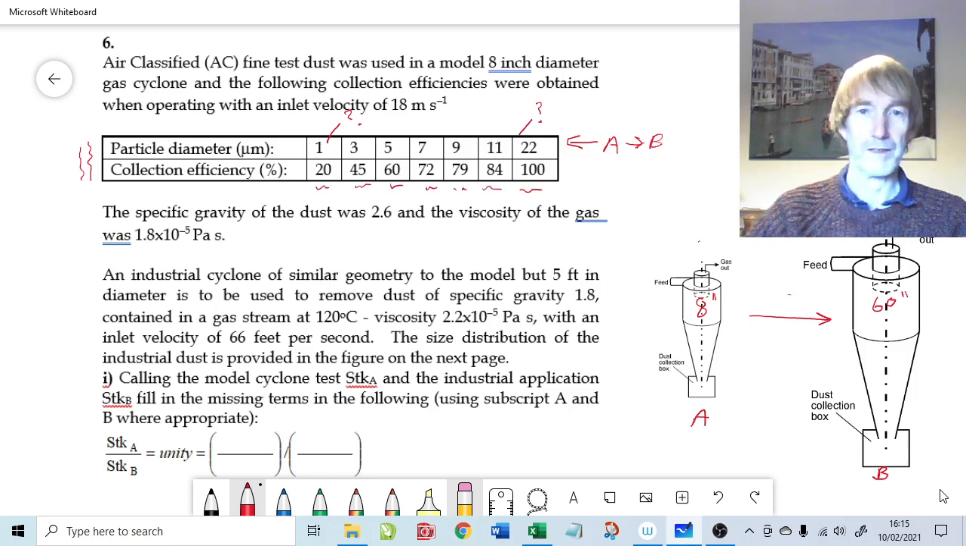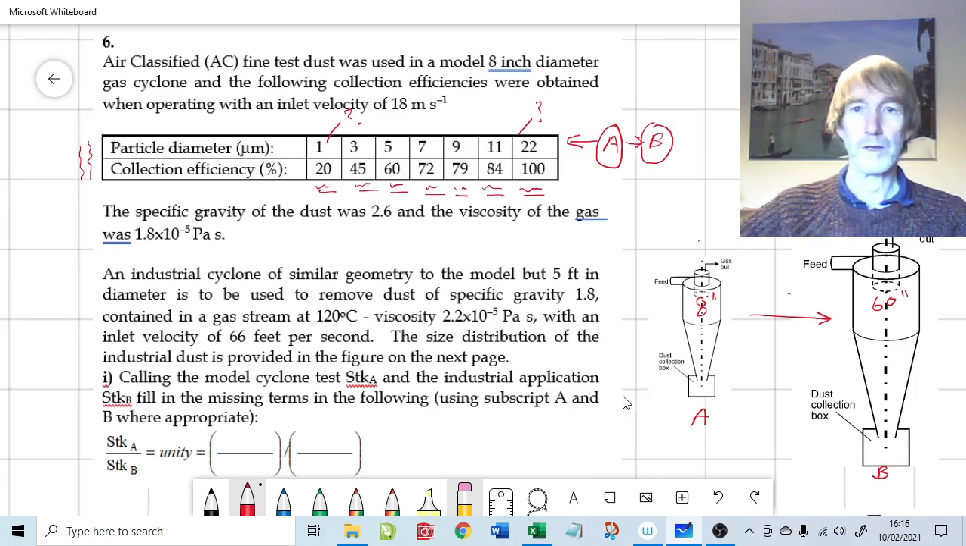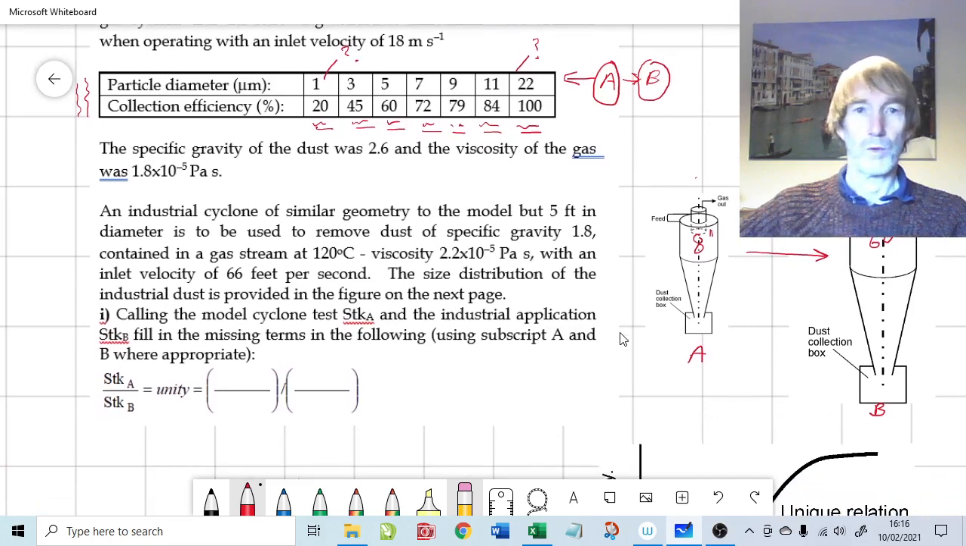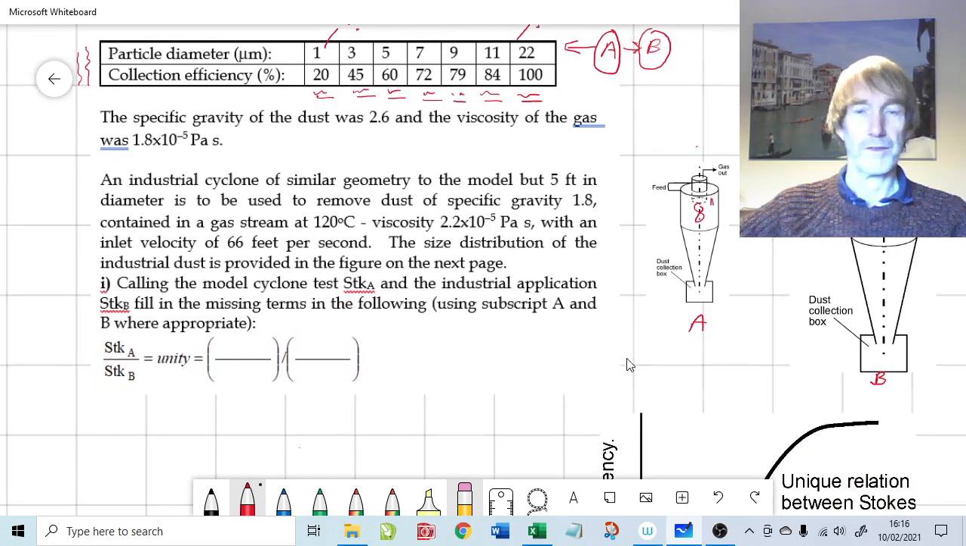So if we're fixing the collection efficiencies, then we're going to work out the Stokes number in system A, our model cyclone, and then we're going to work out what that would be in system B to give us the same Stokes number and therefore the same collection efficiencies. That's a bit of a long-winded introduction, but hopefully you've got the essence of what we're intending to do. So let's get straight into the actual detail.